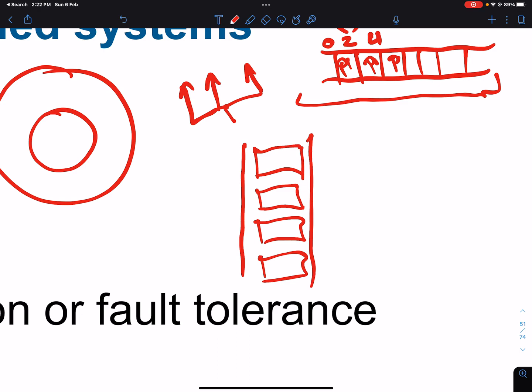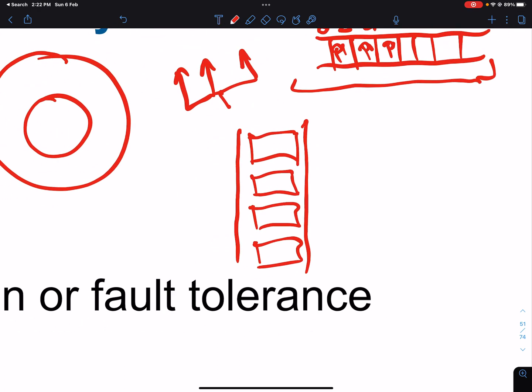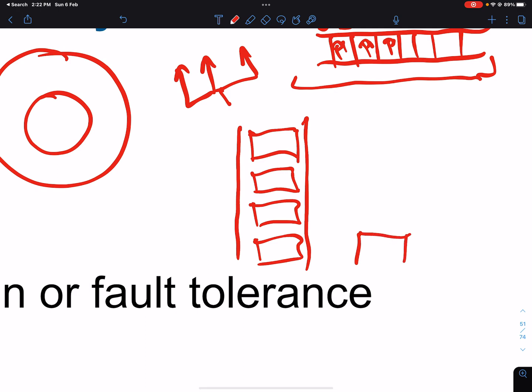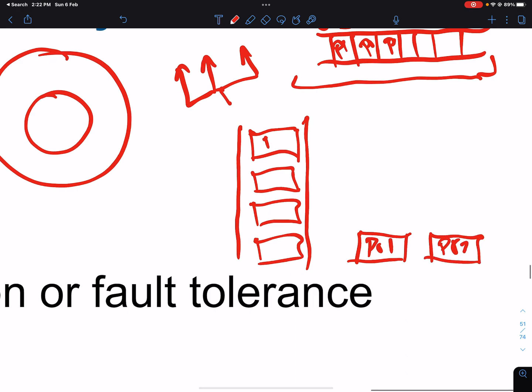Or you can execute them in parallel. How would you execute them in parallel if you have multiple processors? This is processor 1, this is processor 2. So in the same time, when you're executing P1, you could also be executing P2.